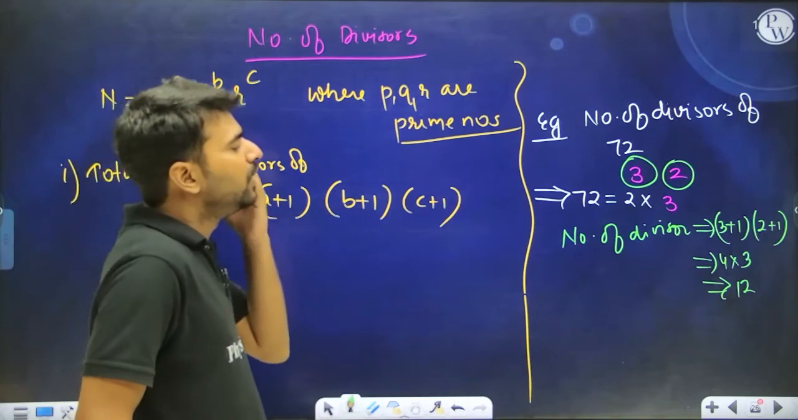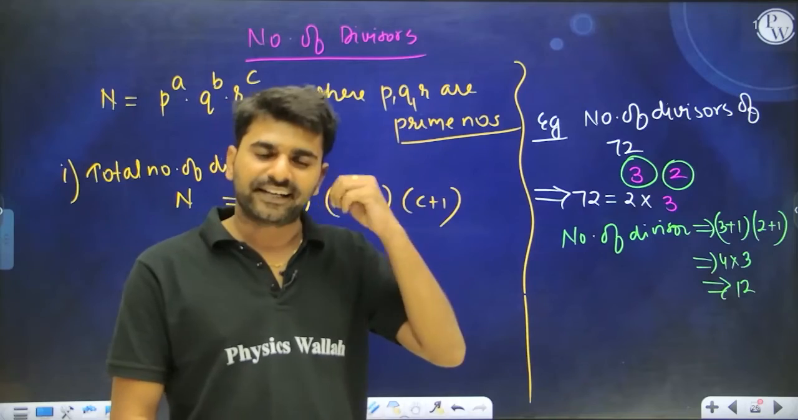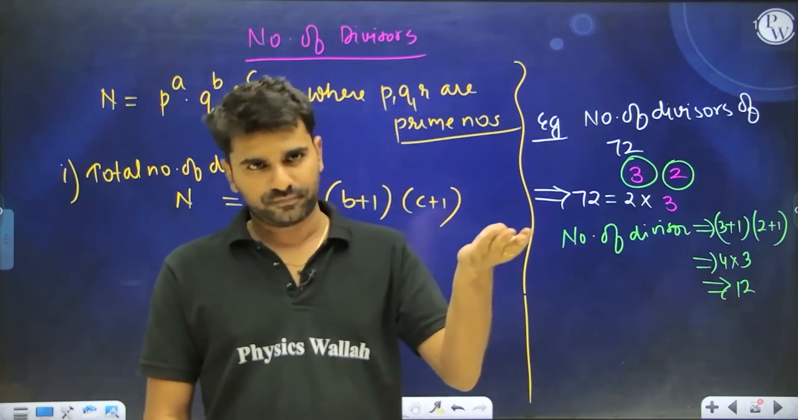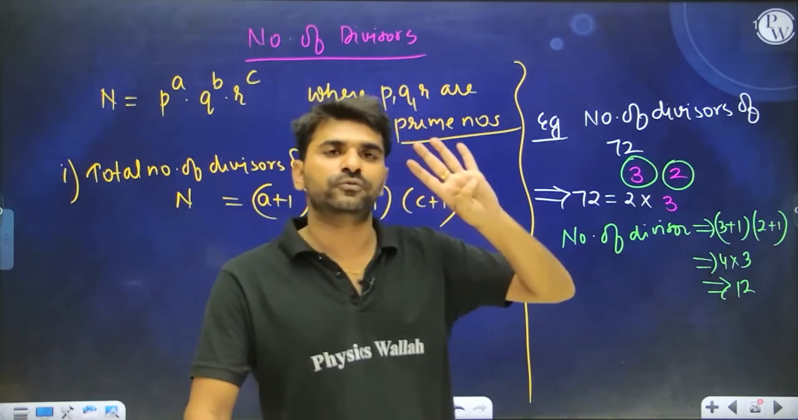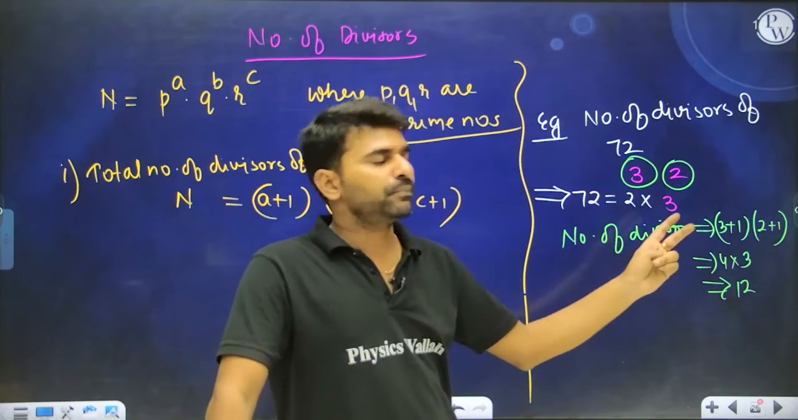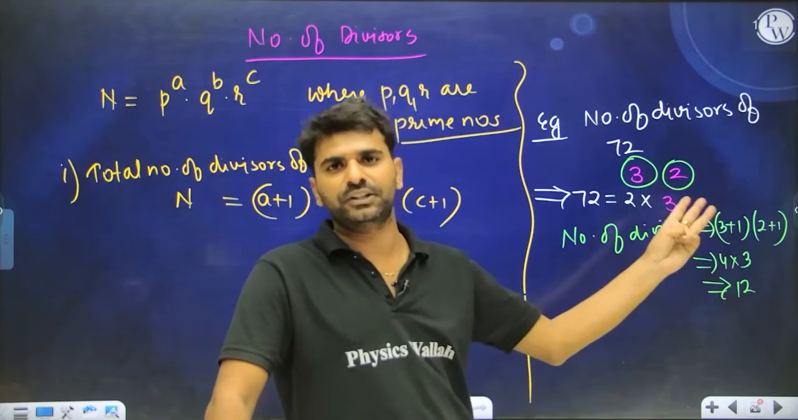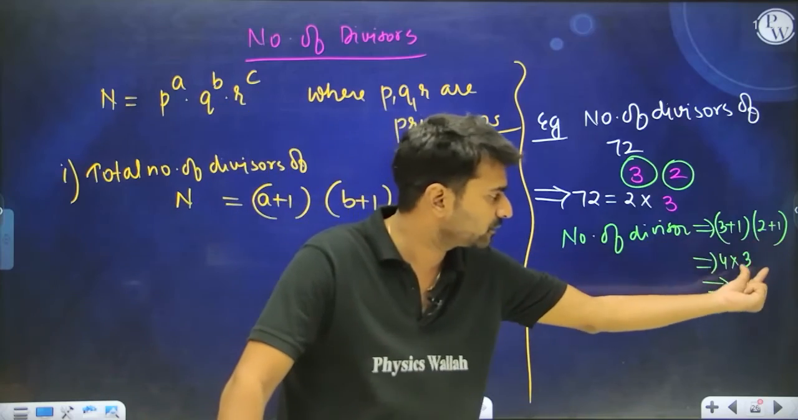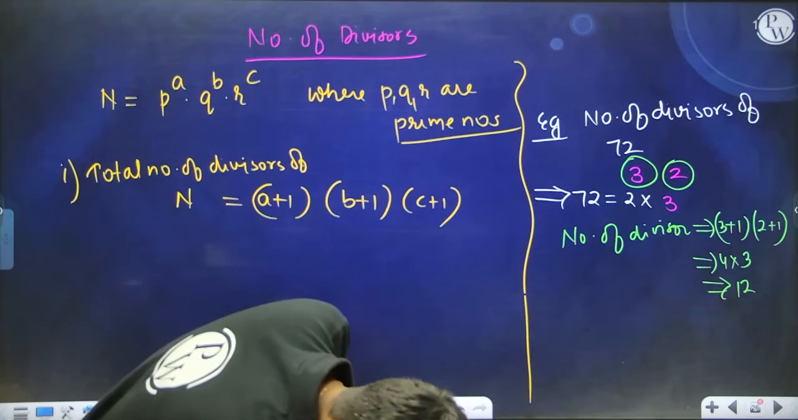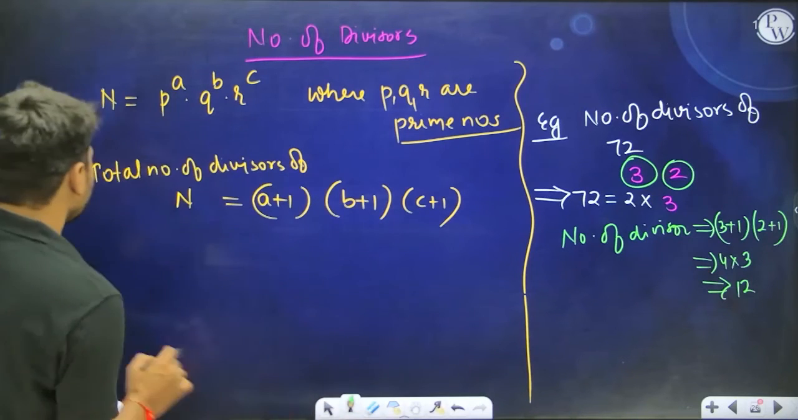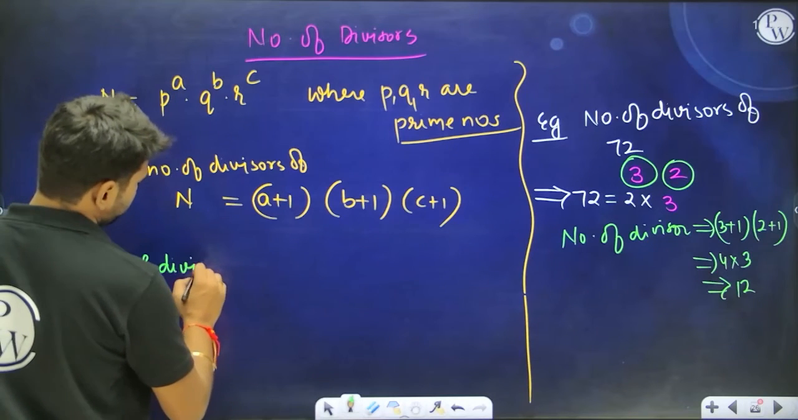Now why does this come? Because look, 2 to the power 3 is there. So I can take 2 to the power 0, 2 to the power 1, 2 to the power 2, or 2 to the power 3. So there are 4 choices for the power of 2. Similarly, I have 3 choices from here: 3 to the power 0, 3 to the power 1, 3 to the power 2. And that's why this 3 is written. If you understood this, then that is great. If you haven't, then that is also fine. Then another thing is the sum of divisors.